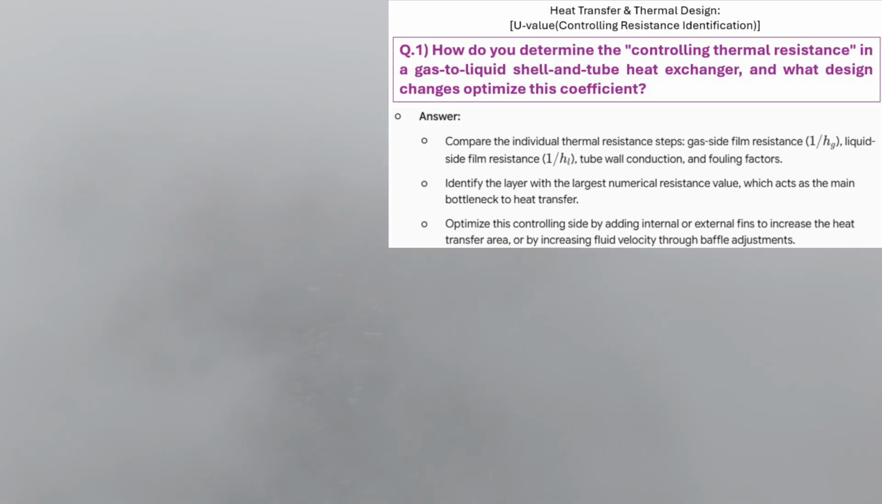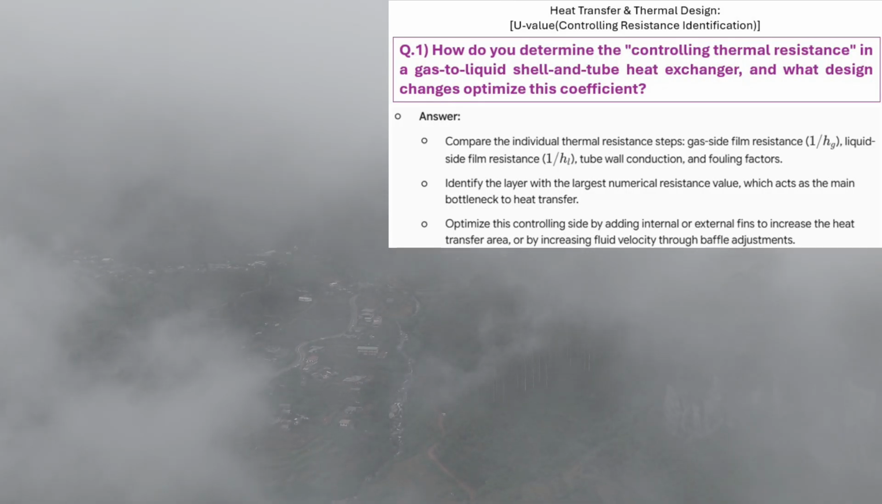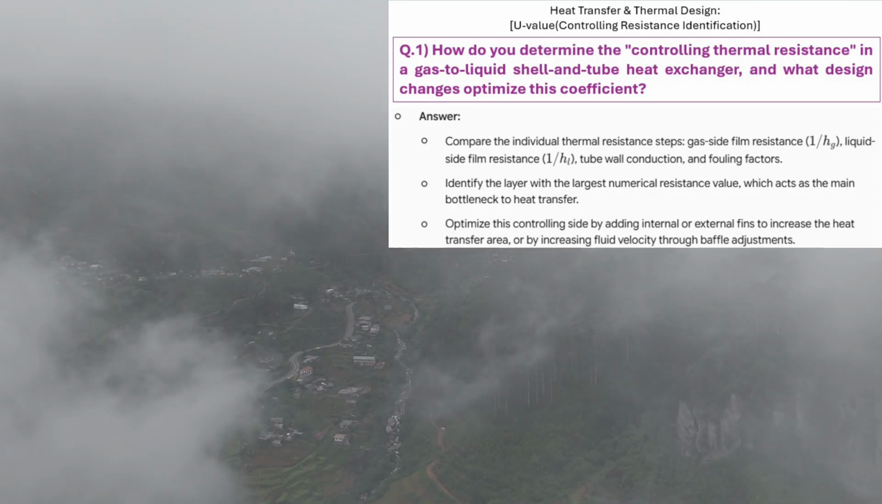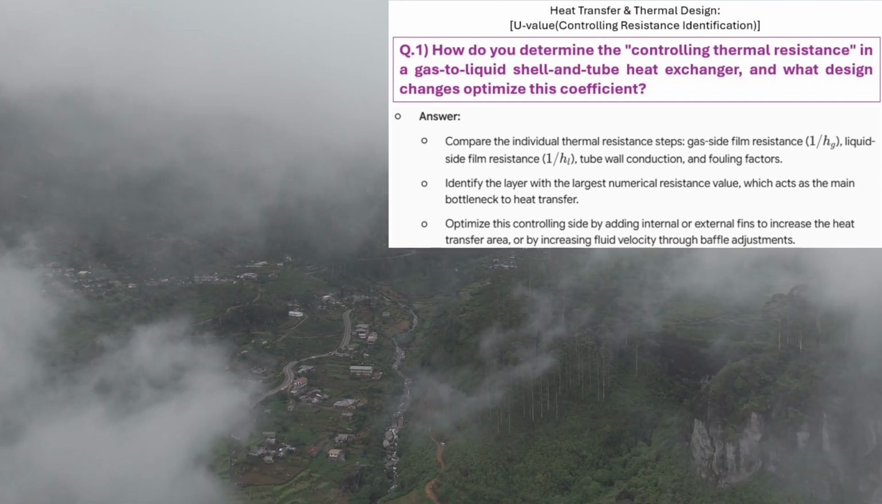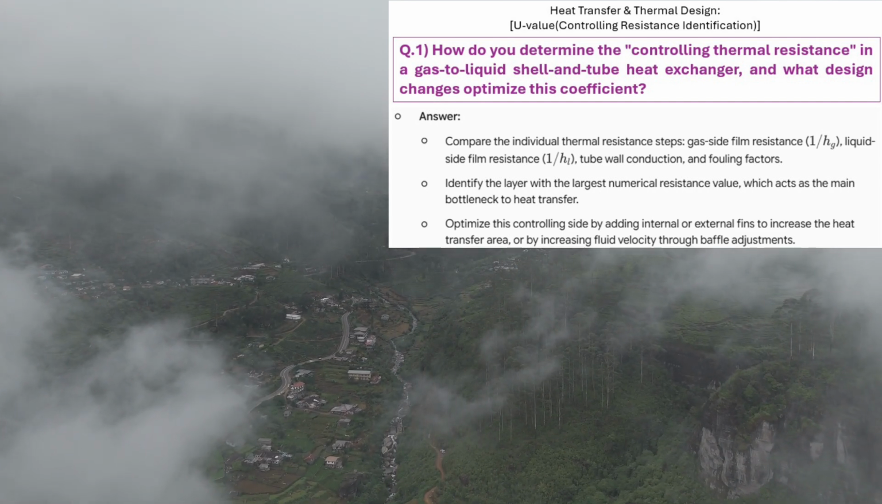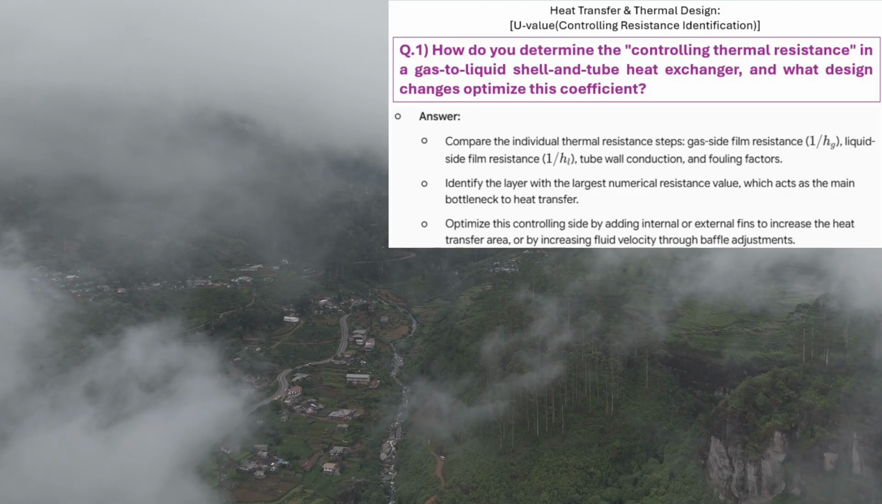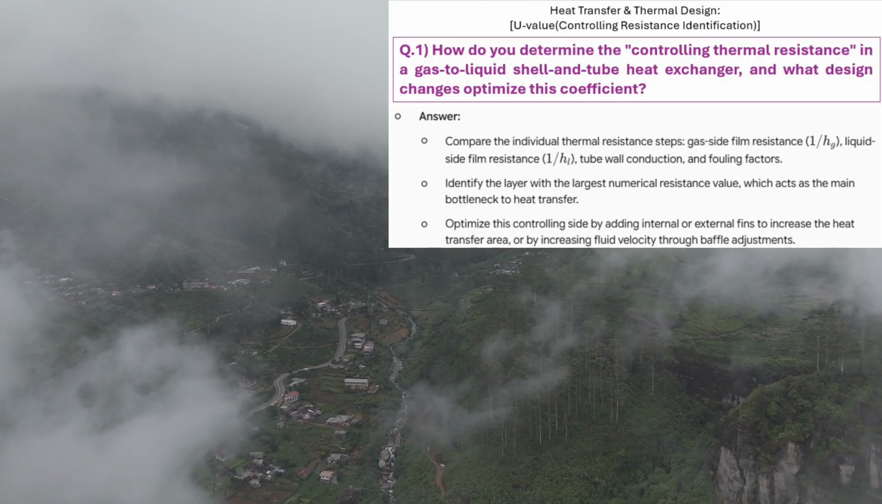the inner and outer accumulated fouling factors. And you are looking for the maximum value there. Precisely. You must identify the specific boundary layer or material layer with the largest numerical resistance value. That exact layer is your primary bottleneck. So you only target that side. Strictly that side. If you target the non-controlling side, the overall U value remains virtually unshifted.